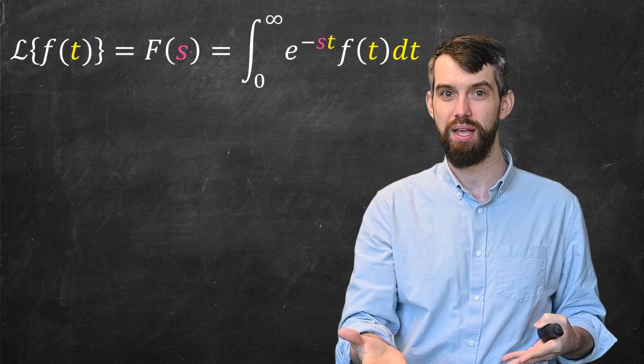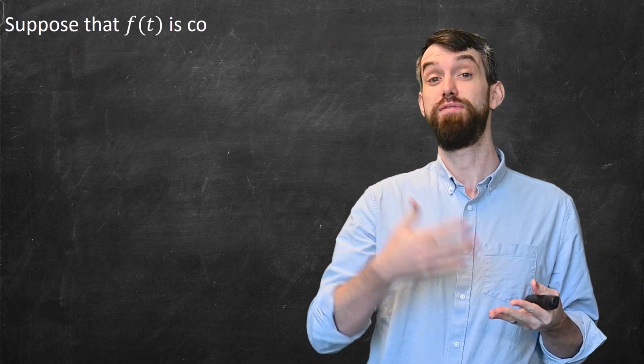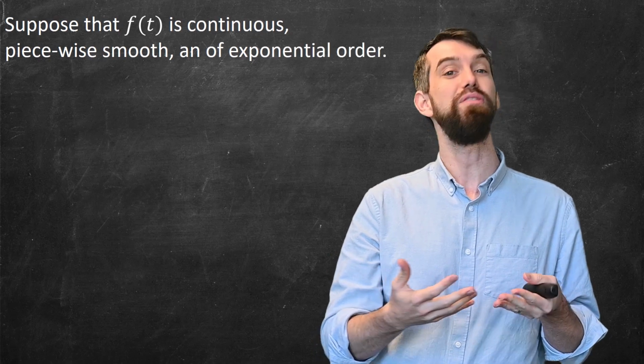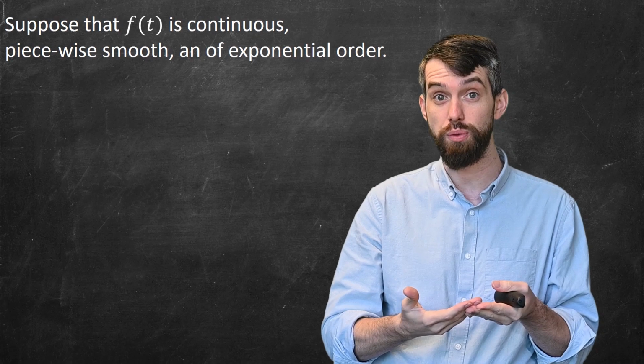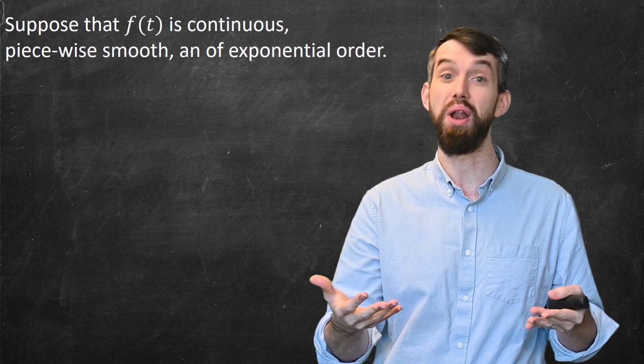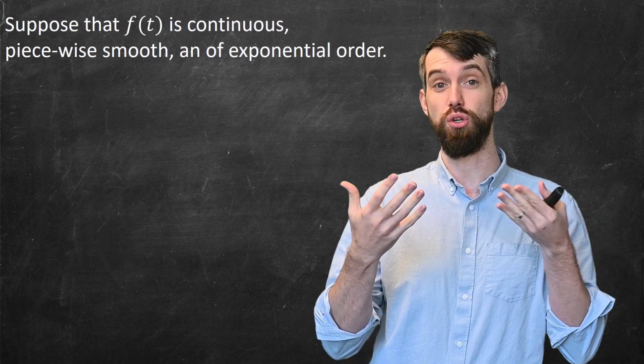So let's get started. First, I'm going to look at taking the Laplace transform of derivatives. Let me begin with a function that's very nice. I'm going to assume that my f of t is continuous. I'm going to assume that my f of t is piecewise smooth, which means that it's differentiable at all but a finite number of points. And I'm going to assume that it is of exponential order.